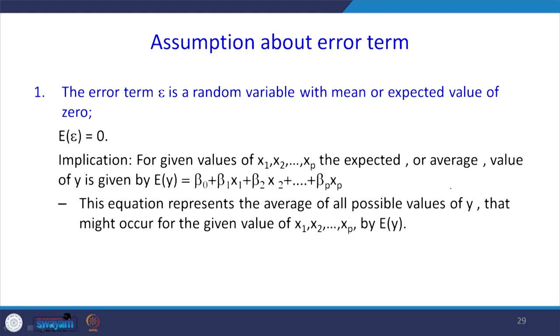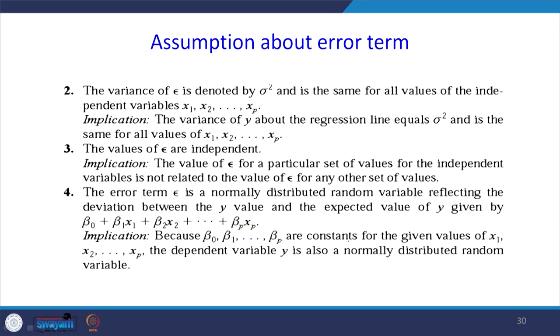What is the first assumption? The error term epsilon is a random variable with mean or expected value of 0. What is the implication? For given values of x1, x2 up to xp, the expected or average value of y is given this way. Look at this: when you go for the expected value of y, there is no error term. This equation represents the average of all possible values of y that might occur for the given values of x1, x2 up to xp, that is, the expected value of y.